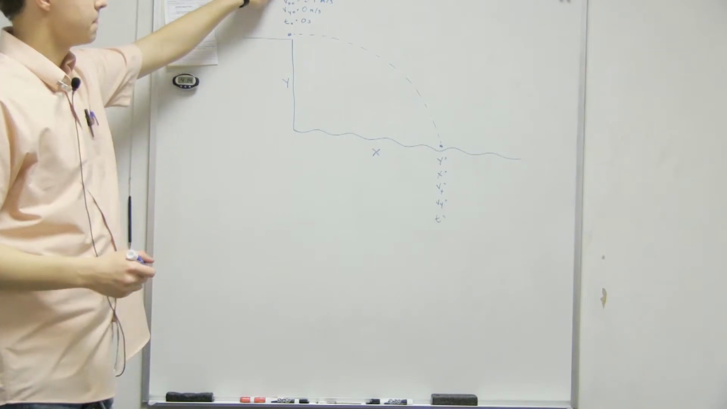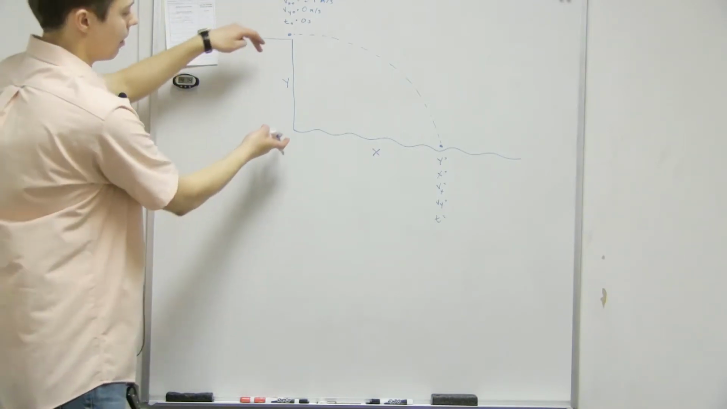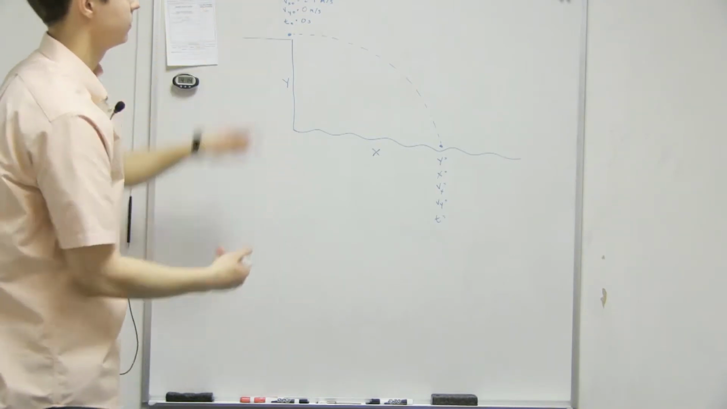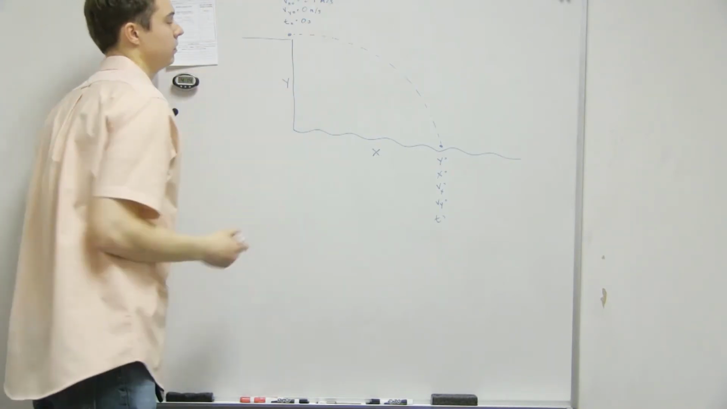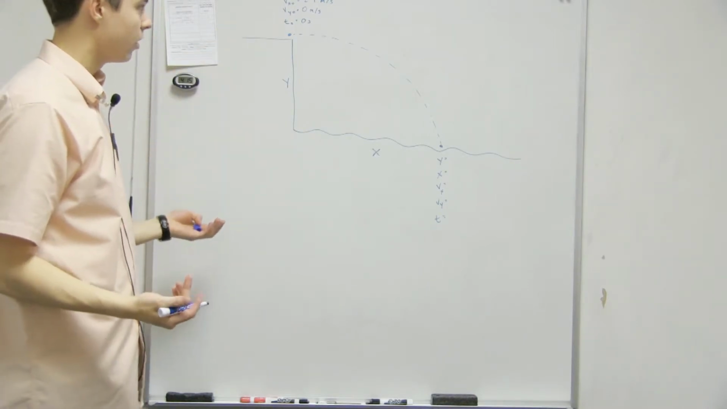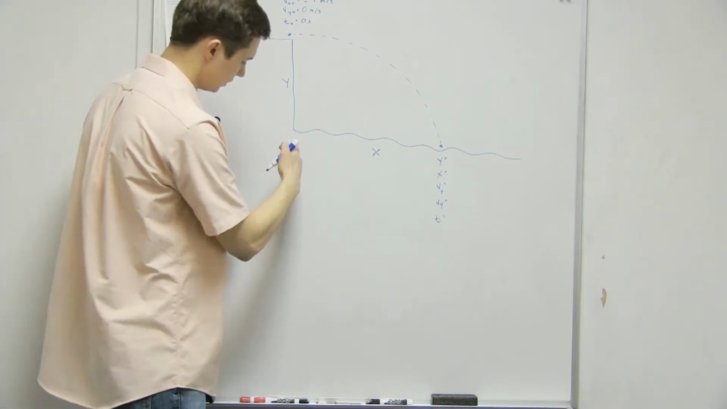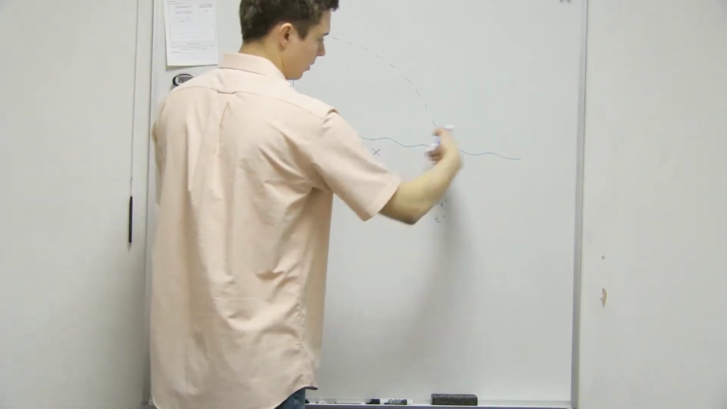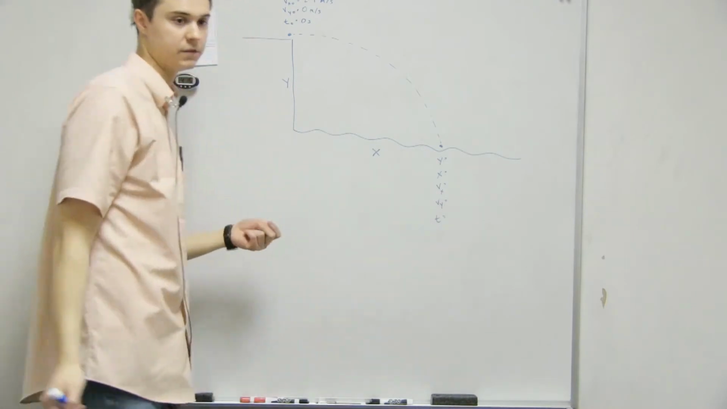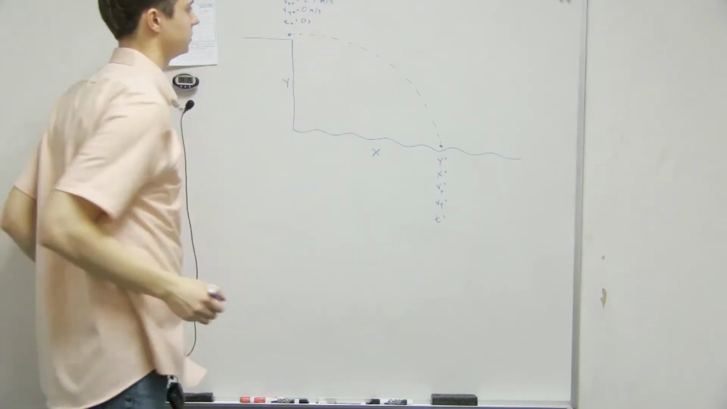Now y naught, his initial y displacement, we can't say because we don't know how high up he is. That's what we're looking for, so we're going to leave that blank for right now. But x naught, we can call it whatever we want. The most intelligent thing is to call it 0. We'll say this is our 0 mark, and anything beyond this starts having some positive value. So here we'll say 0 meters.